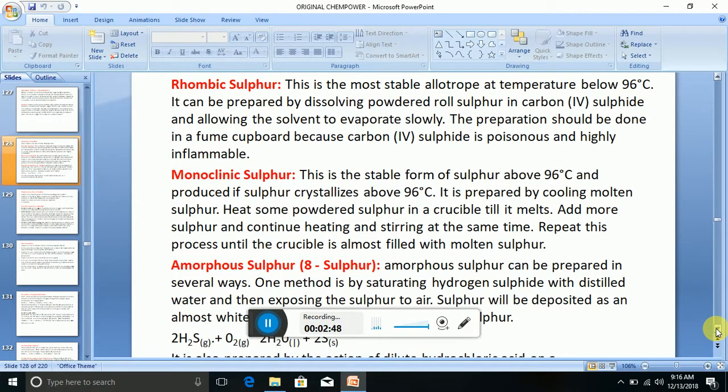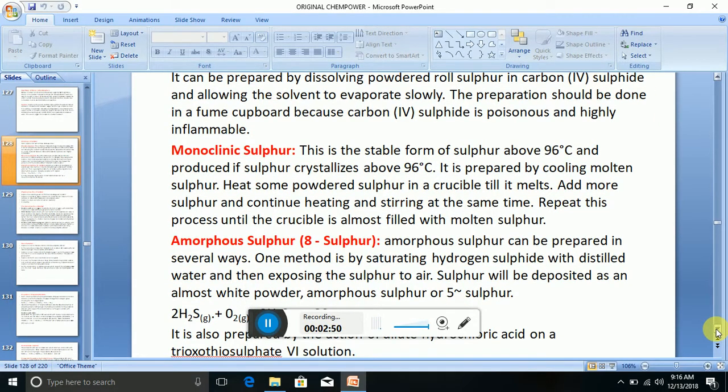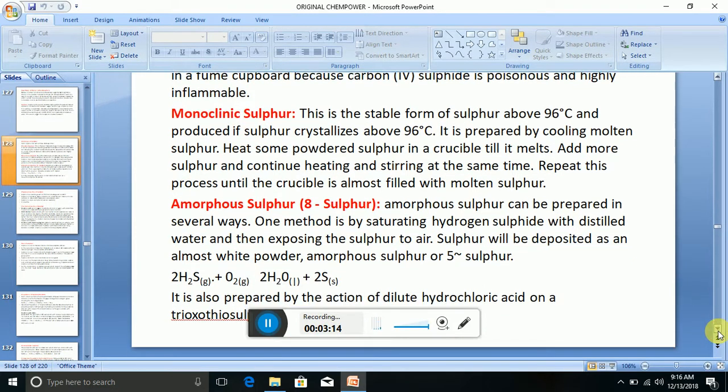Now let's look at amorphous sulfur. These ones are crystals, but this is amorphous. Amorphous sulfur can be prepared in several ways. One method is by saturating distilled water with hydrogen sulfide and then exposing it to air. Sulfur will be deposited as an almost white powder known as amorphous sulfur.